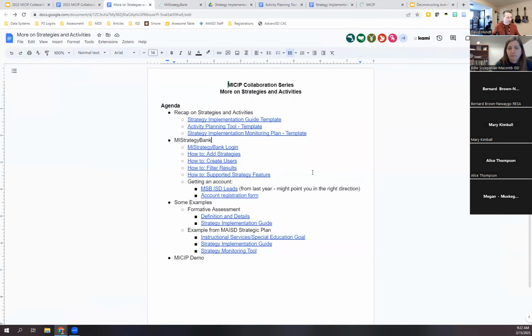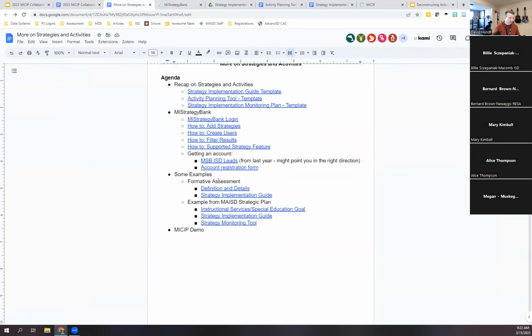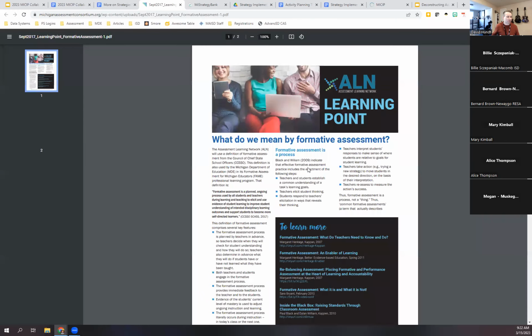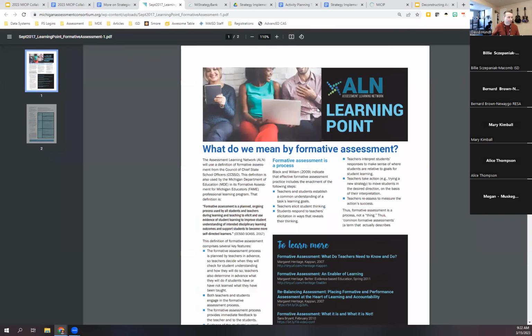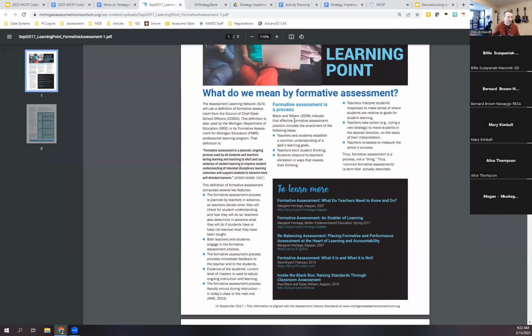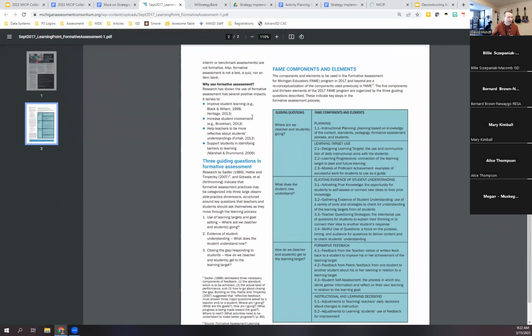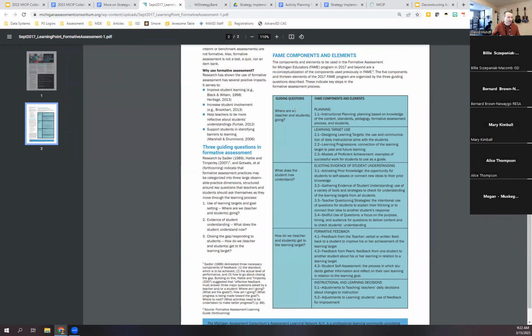All right, I have just a couple of examples that I want to share. We have about 8 minutes. The first one was an example from the FAME project. They did some work with the Michigan Assessment Consortium, and they really wanted to dig into the strategy of formative assessment. They made a really nice definition of formative assessment, and on the second page it had these guiding questions.